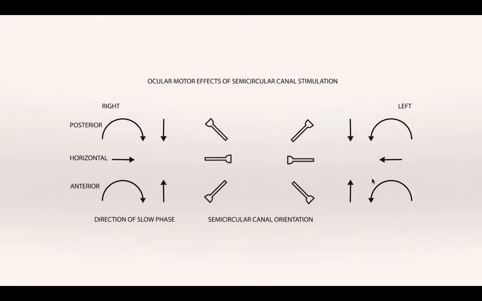Left-sided canals move the upper pole to the right. In a normal individual, when all the canals are working well, every arrow has an opposing arrow. So the horizontal arrow to the left has an opposing arrow here. This torsion has opposing torsion to the other side. The downward has an opposing upward. So every arrow is cancelled by the other arrow, and that is what leads to there not being any nystagmus in a normal individual.